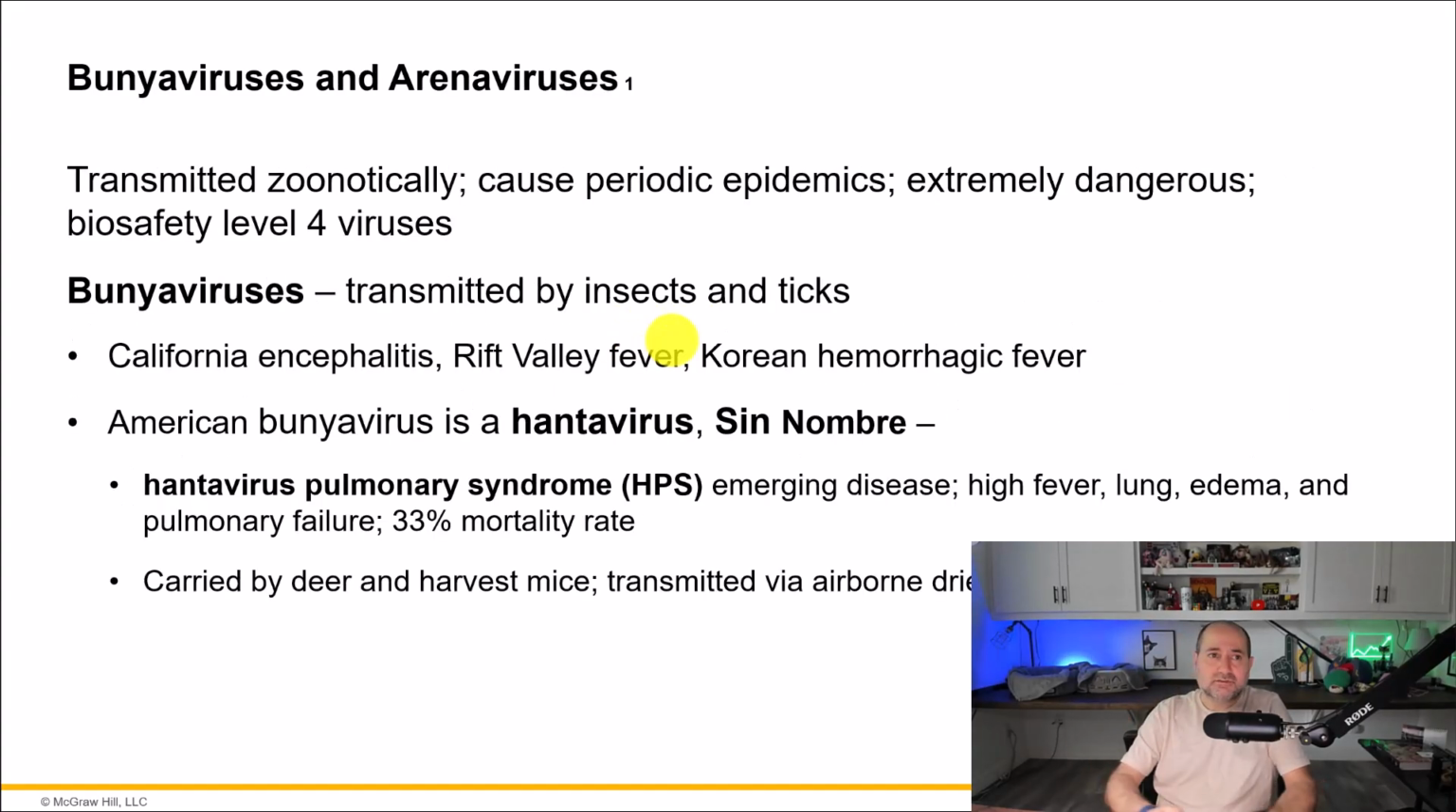And then do you recall that the Bunya viruses and the arena viruses were very scary zoonotically transmitted diseases, which can cause hemorrhaging and hemorrhagic fever? Remember hantavirus, how scary that one was? It spread by dried harvest mouse feces.